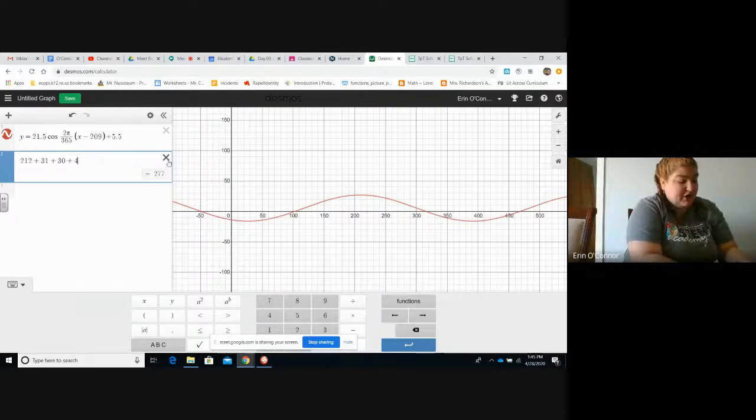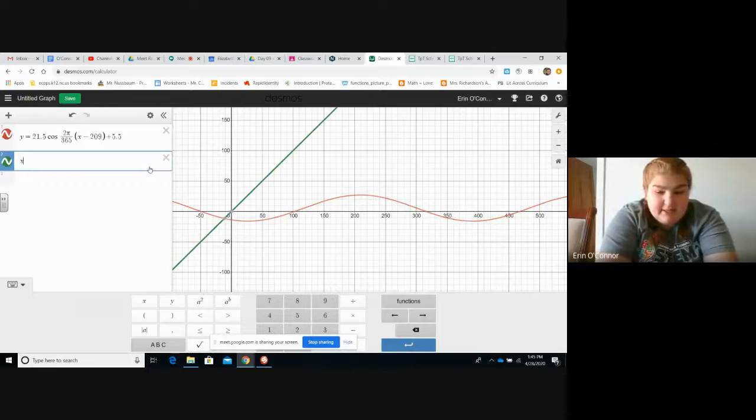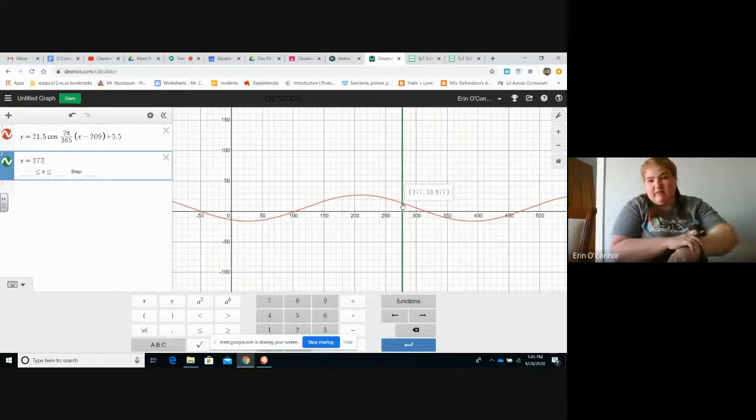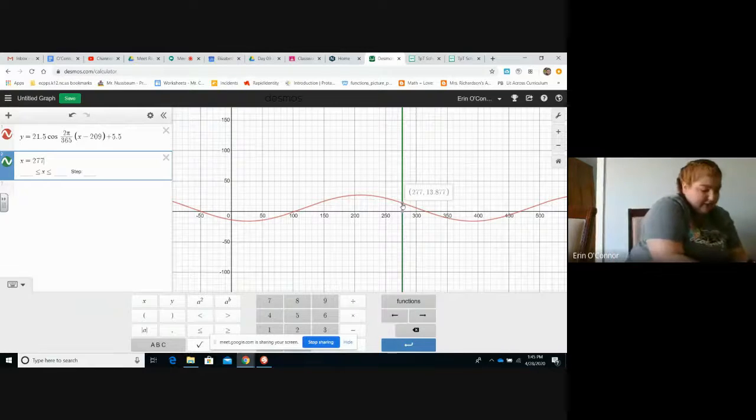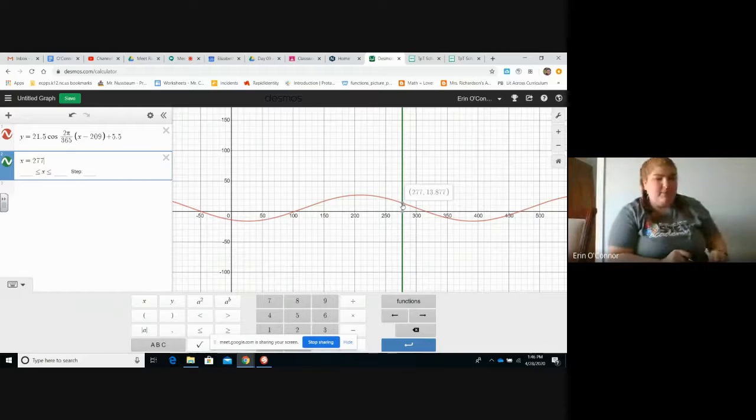And so we need to know when x is 277, what is y? So we're going to put x equals 277 in here, and we're going to see where they intersect. And that's at roughly 13.9. We're going to round. So the expected temperature is 13.9 degrees Celsius on October 4th, or on the 277th day.